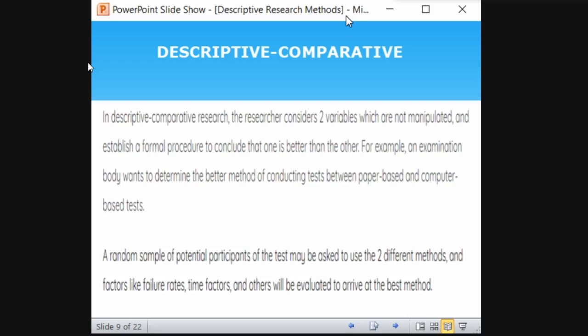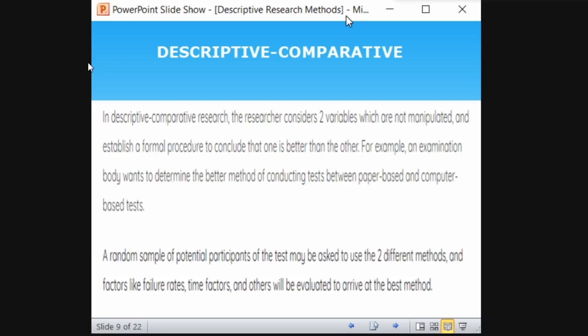Okay, see here the variables are not manipulated. Paper-based, you are going to sit in a classroom and write it. Whereas in computer-based, you are going to write it in front of a computer. Instead of writing, you are going to select the options, right? So a random sample of participants of the test may be asked to use the two different methods, and factors like failure rates, time factors, and other factors will be evaluated to arrive at the best method. So you see, a same set of people. I am asking all the 6 students to write both paper-based and also computer-based.